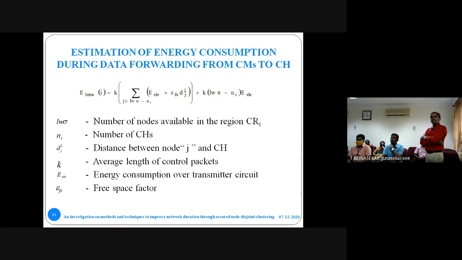After that, we estimate the power consumption during data forwarding from cluster members to the cluster gate, which is called intra-cluster communication. For that we use this equation: the energy consumed in the intra-cluster communication by the ith node is equal to k times the summation over j less than or equal to L omega sigma minus n suffix i of the energy consumed in the electronic circuit plus epsilon fs dj squared, plus k times L omega sigma minus n i times the energy consumed in the electronic circuits. Here I have mentioned all the names of these parameters.